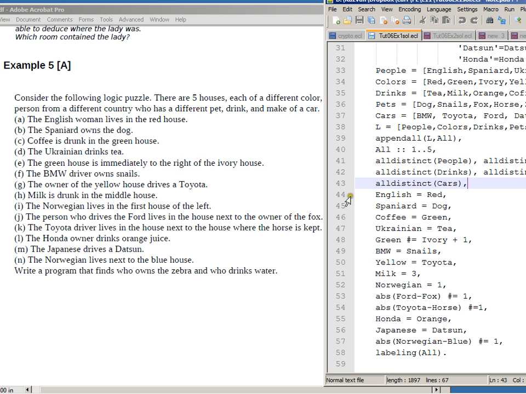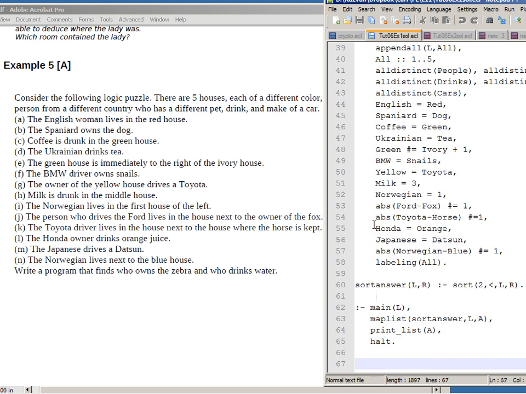Look how nicely they work. Let me lift it a bit further so they are on the same level. All right, so the first constraint is the English woman lives in the red house. English equals red. That's all we have to write. English equals number means that the English person lives in the house with that number. Red equals number means the house with that number is red, and they have to be the same because that's what the constraint requires. The Spaniard owns the dog. Spaniard equals dog.